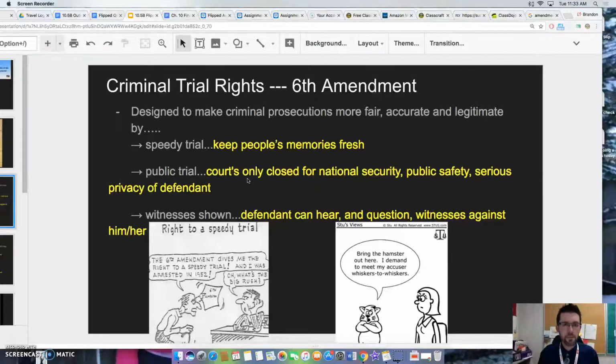The next thing that's part of the Sixth Amendment is that there needs to be witnesses shown. The defendant is allowed to hear what witnesses say against him or her. And they also are allowed to question these witnesses as well, because again, that's only fair for them to be able to do that, to try to prove that they are not guilty.